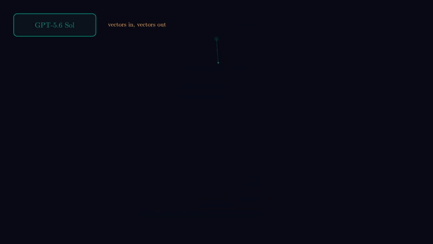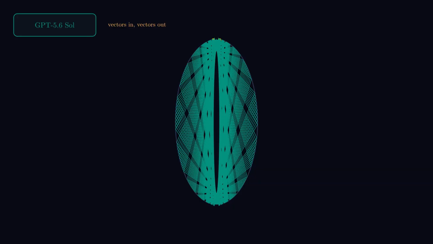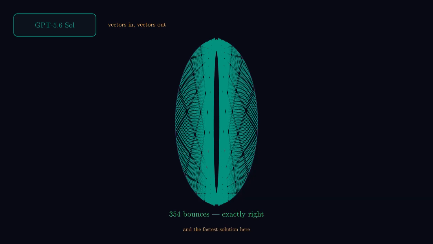So GPT 5.6 Soul went for the most direct route here, and it's honestly the cleanest of the four. It just tracks the position and direction as vectors the whole time, finds where the beam crosses the ellipse, and reflects the direction around the normal line and repeats that. No converting it into angles and back, none of that, just vectors in, vectors out, and it lands on 354 bounces, which is exactly right, and it's also the fastest one here.